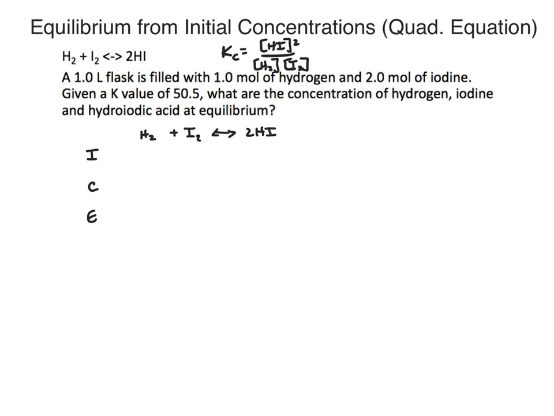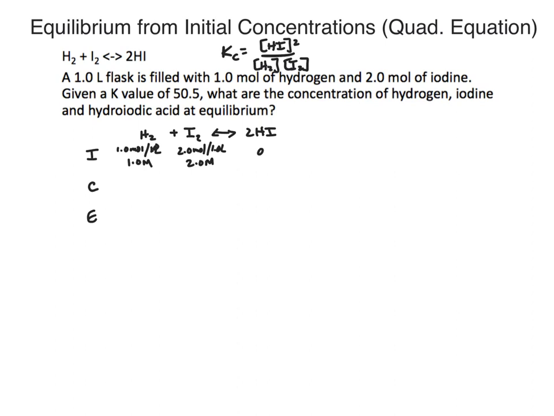We know that we have 1 mole of hydrogen gas per 1 liter, and that's going to give us 1.0 molar as our concentration of H2 initially. In that same way, we're going to do the same approach with the iodine, and that's going to give us 2 molar. And obviously HI is not present yet, since none of it has been mentioned, so that's the assumption we're going to make.